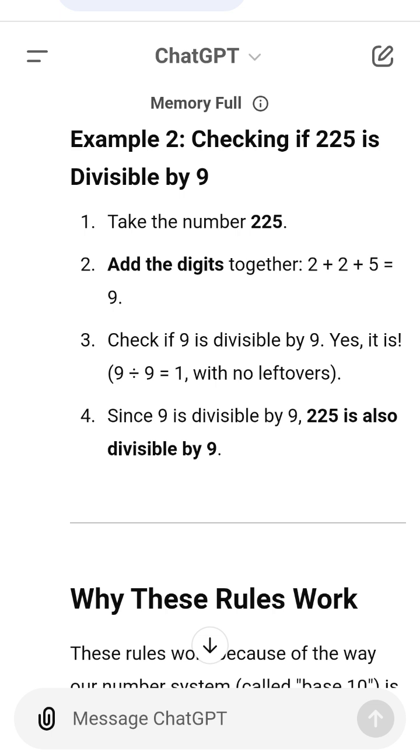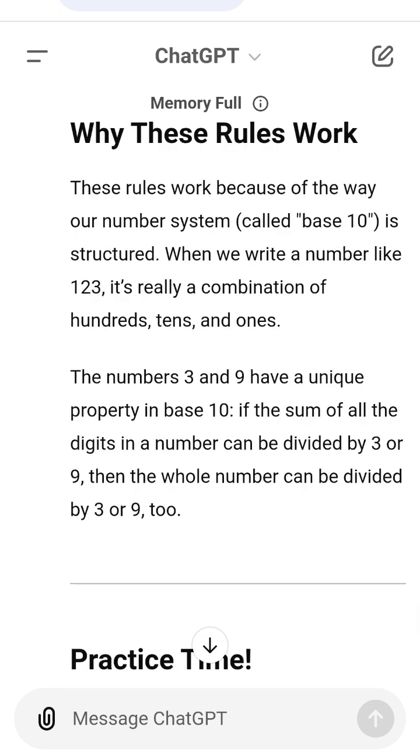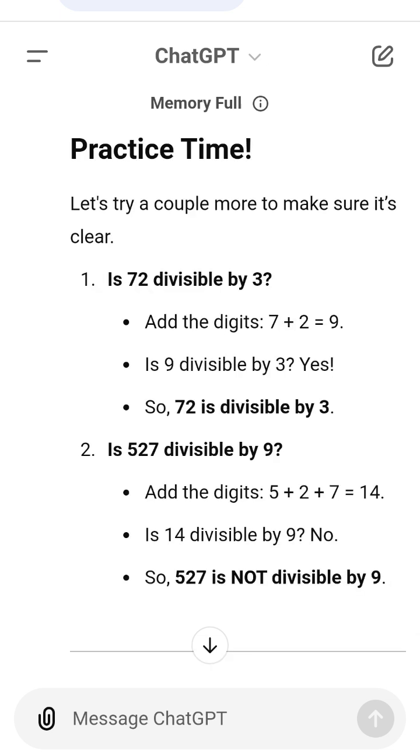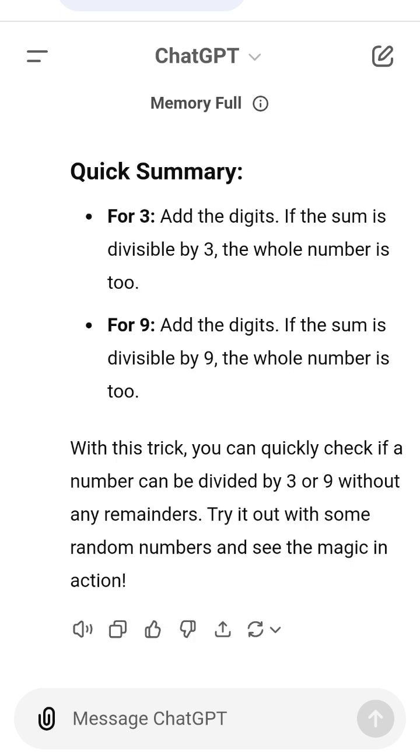Quick summary. For 3, add the digits. If the sum is divisible by 3, the whole number is too. For 9, add the digits. If the sum is divisible by 9, the whole number is too. With this trick, you can quickly check if a number can be divided by 3 or 9 without any remainders. Try it out with some random numbers and see the magic in action.